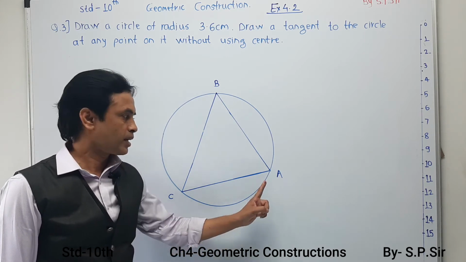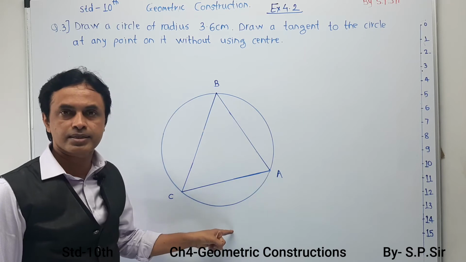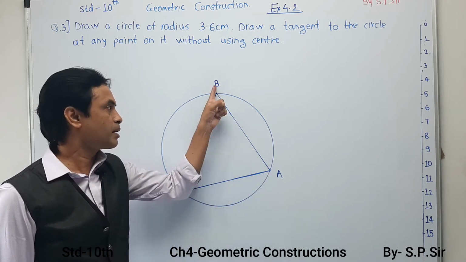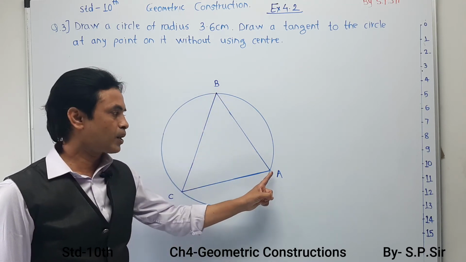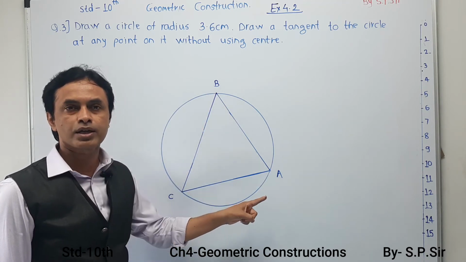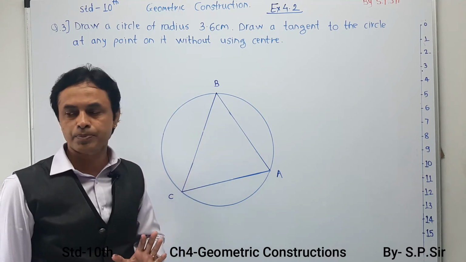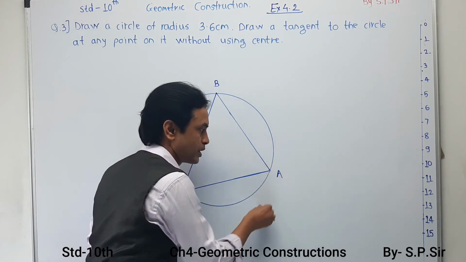Now, A is the point where you want to draw a tangent. Naturally this tangent will be like this, but in that case we don't know the center. So we have drawn a triangle ABC such that all three vertices, A as well as B as well as C, lie on the circumference of the circle. Remember, the center is somewhere over here, but we are not supposed to use the center. Now your tangent will be over here like this.